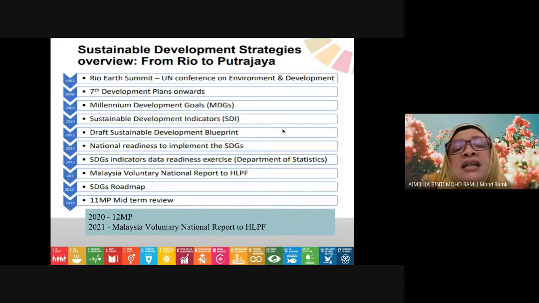SDG indicators, data readiness exercise, Department of Statistics also, because we need statistics, we need to know what is currently happening in reality before we come up with the plan, before we implement the plans. Malaysian Voluntary National Report to HLPF, SDG Roadmap, and then the 11th MP midterm review. Okay. 2020, the 12th MP is expected, and then this is the Malaysia program. And then 2021, Malaysia Voluntary National Report to HLPF.